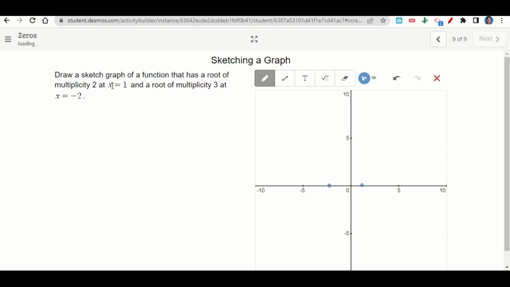And the first one here at x equals 1 has a multiplicity of 2, which means it's going to bounce. It's not going to cross. So it's going to come here and touch and then come back. Then when it goes through at x equals negative 2, it has a multiplicity of 3. So it is going to cross. So it's going to pass through here just like that. So that would be one example.